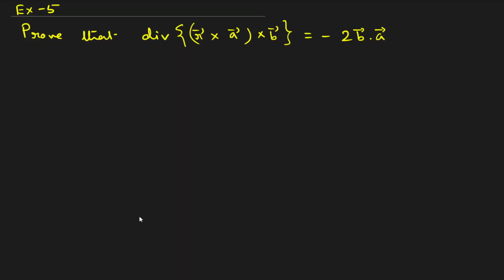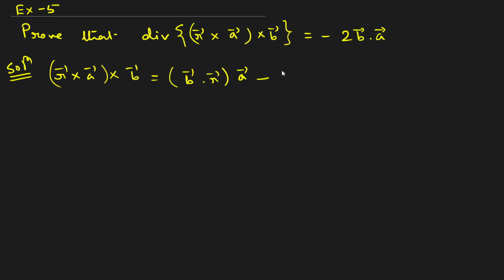Now let us move to problem number 5. This problem is a little bit important. You see r bar cross a bar cross b bar. This is nothing but a vector triple product. So in vector triple product, what is the formula? There is one lecture on vector triple product, so if you haven't gone through it, go through it, then you'll understand. It's very simple. So b dot r into a bar minus b dot a into r bar. This is the formula for the vector triple product.